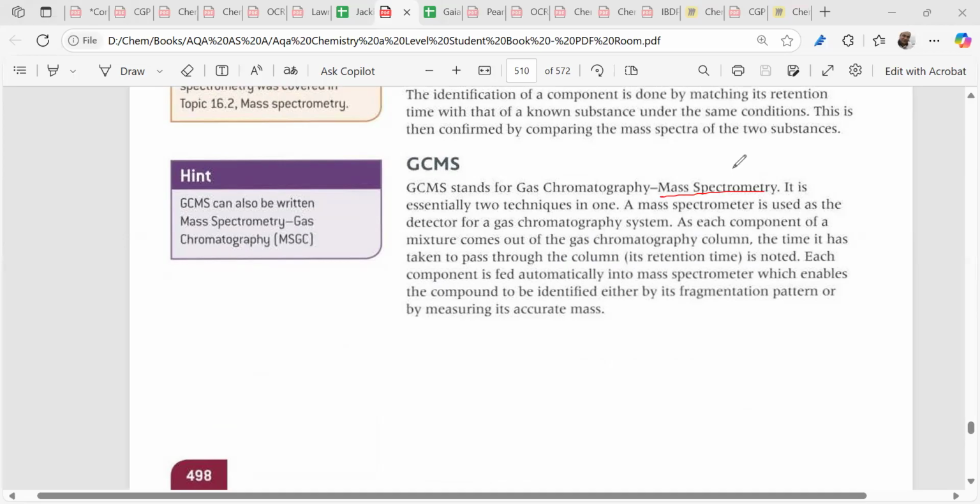As the substances are coming out of the chromatography column, we note down the retention time, and the substances can be directly, automatically fed to the mass spectrometer. Now it's very, very important to know who is carrying those particular solutes. Nitrogen is carrying, or helium is carrying. They are non-reactive gases.